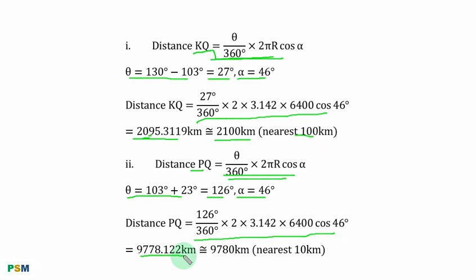To the nearest 10 kilometers, you are to consider 7, the second 7 from left. The next number 8, you round it up to 1, you add it to 7, it becomes 8. So you have 9,780 kilometers.